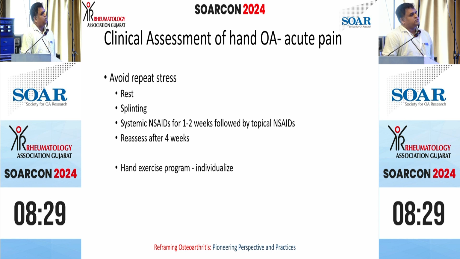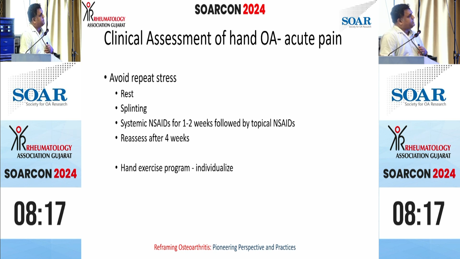So for those patients who present with acute pain, that is, they often have a precipitating factor like trauma or repeated strain injury, I advise them to give rest to the joint, give appropriate splinting to the joint, and give systemic NSAIDs for 1 to 2 weeks, followed by topical NSAIDs. Most of these patients are called up for reassessment after about 4 weeks. And once the acute pain settles, these patients are enrolled into individualized hand exercise programs in consultation with the physiotherapist.